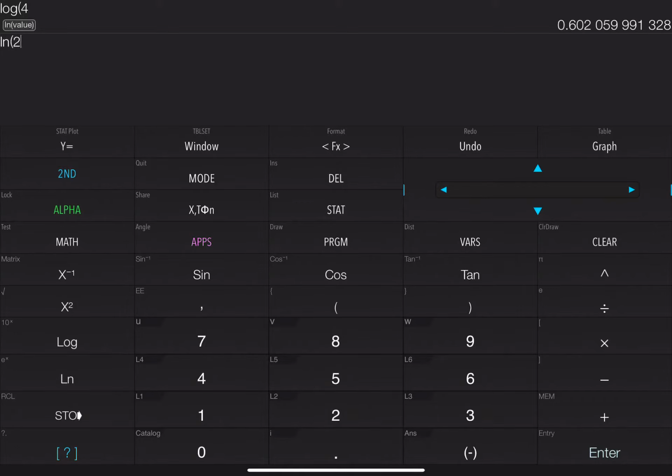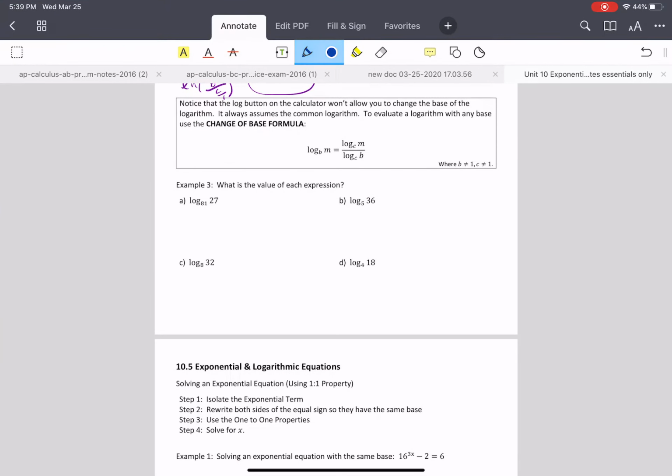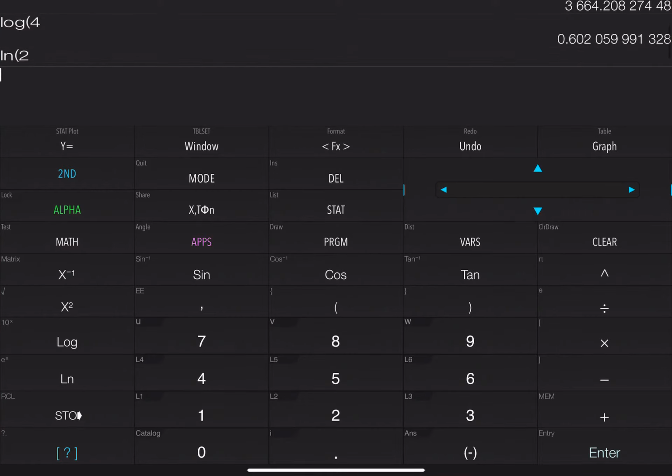But if I wanted to type something in like this, which has a base of 81, on a lot of calculators, I can't do that because I only have the option of the common log, which is base 10, which is invisible. That's the log, right, the first one. Or the natural log, which is the ln.